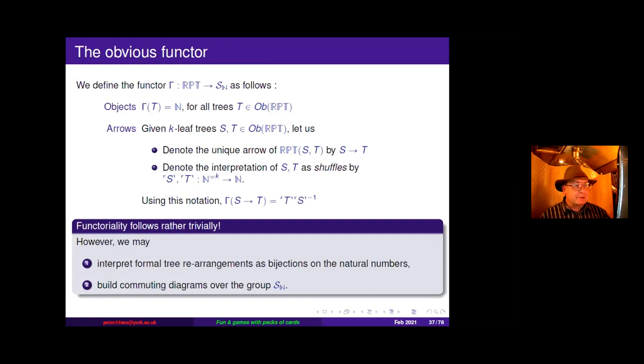And just to be clear, I'm not claiming any tensor or anything like that on this. This is simply a formality in terms of mapping one tree uniquely to another. But what this does let us do is interpret tree rearrangements as bijections on the natural numbers, and by doing this we can build commuting diagrams over the symmetric group on the natural numbers.